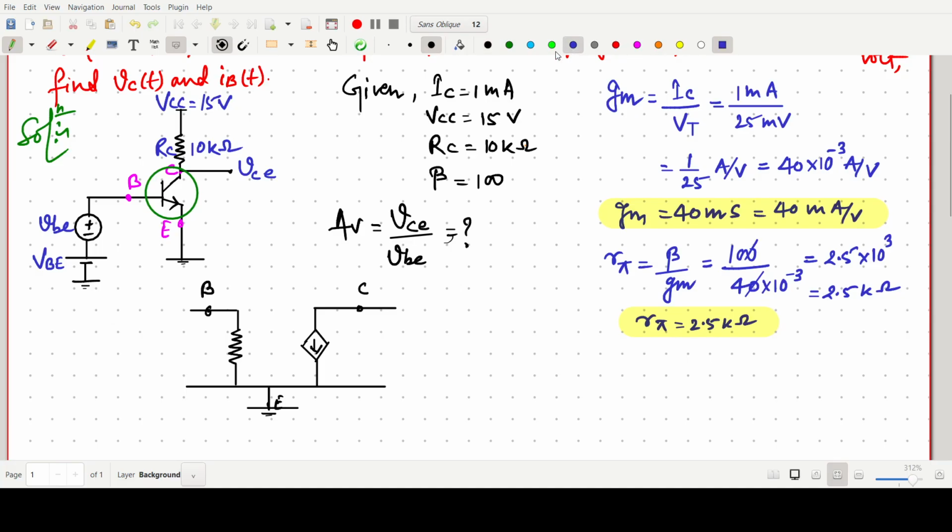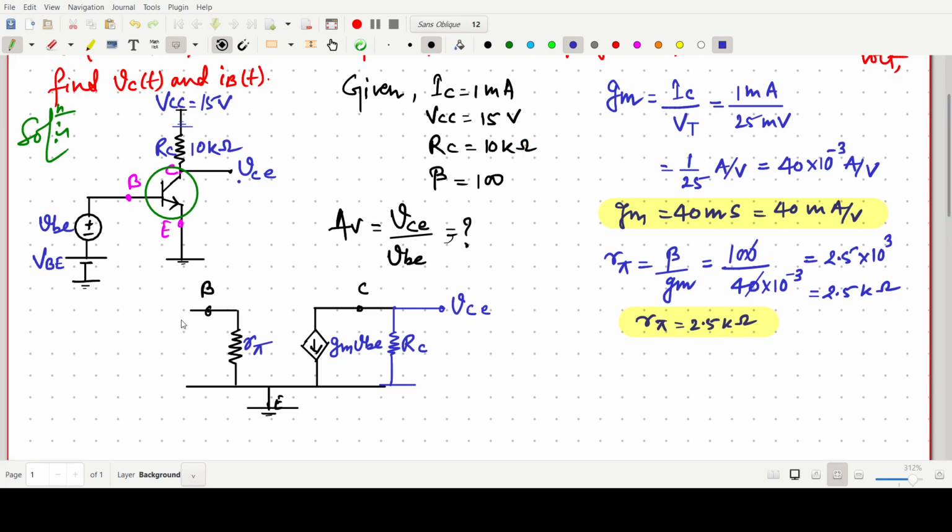This one is our r pi, and this one is our gm VBE, and this is RC. For the AC analysis, this VCC will be grounded. So this should be like this, grounded for the AC analysis. Okay, this should be our RC, and this should be our VCE.